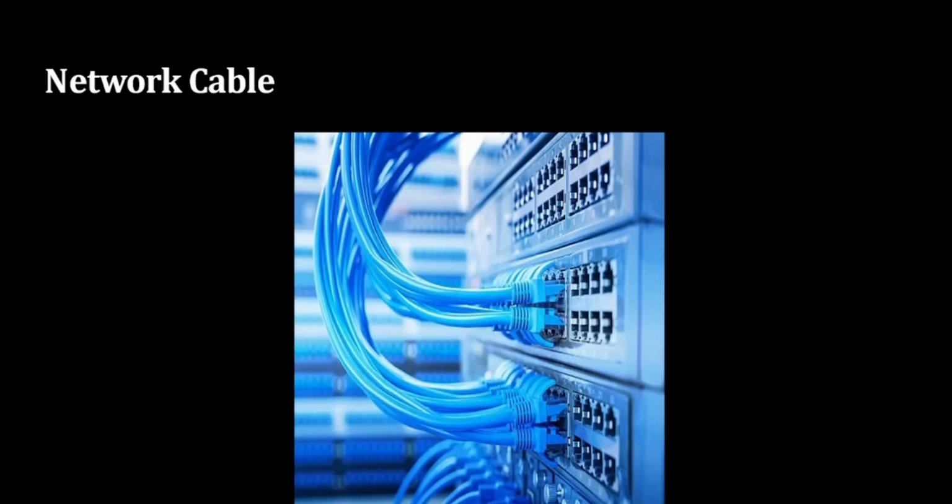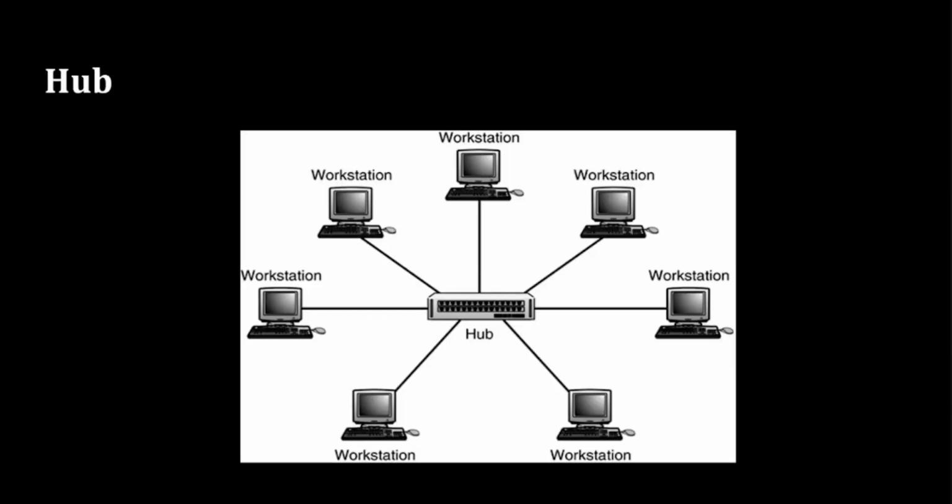Next we have network cables, like an Ethernet cable. So now what's the role of this Ethernet cable? The role of an Ethernet cable is to provide us with internet connectivity. Next we have the hub.